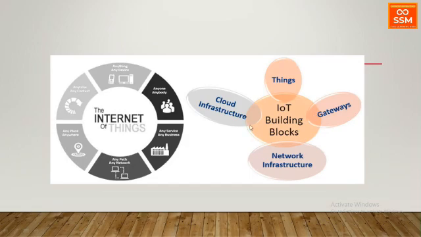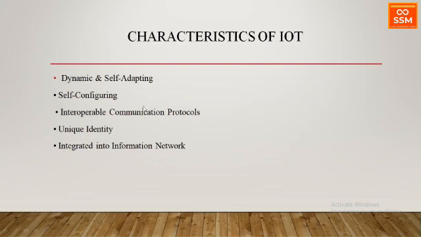Now there are some building blocks for how we can achieve a basic Internet of Things. The basic thing is your IoT device, and these things need a network to communicate, and the data can be stored in a cloud infrastructure, and through a gateway the information can be shared to an external network. Some characteristics of devices in the Internet of Things: the device should be dynamic. It should adapt to any form of network. It should configure itself, and it should use a protocol that lets it communicate with other devices. Each device is identified by a unique ID, and every device should be interoperable within a network.